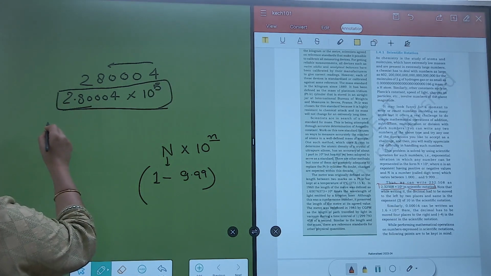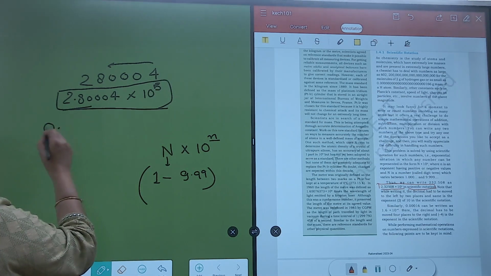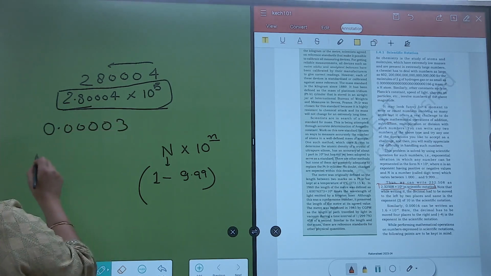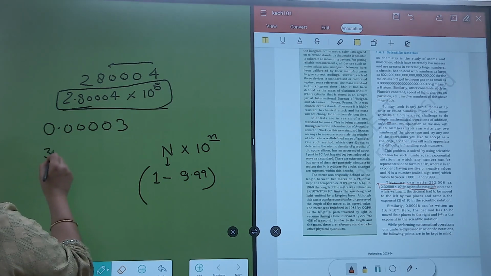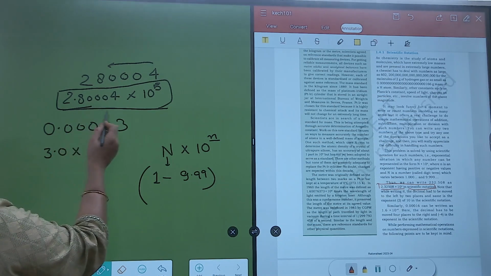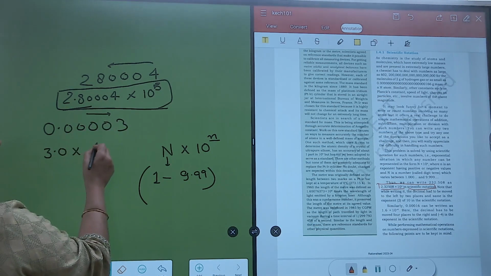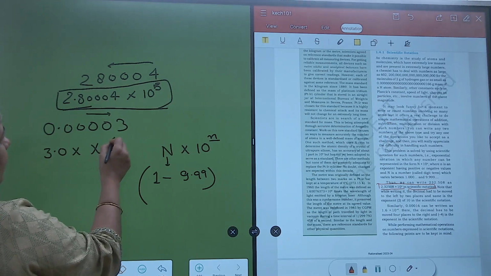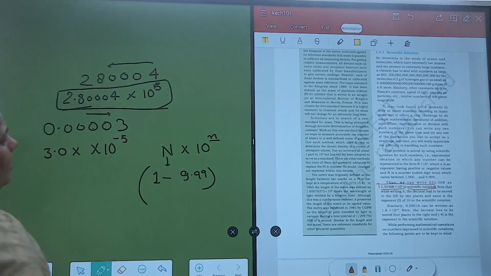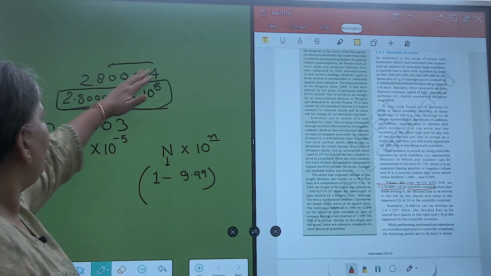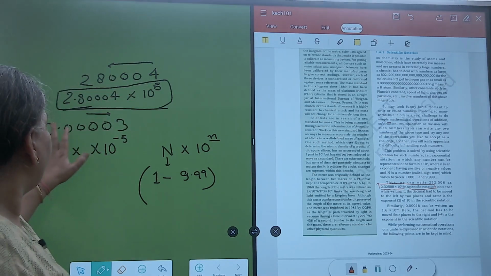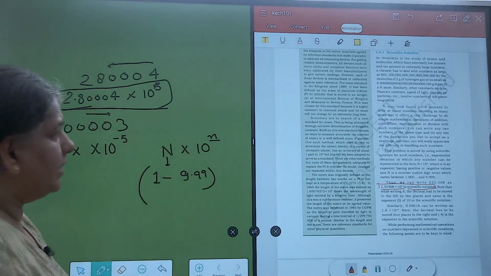Similarly, if we have a smaller number, for example 0.00003, we will write 3.0 into, now we are shifting the decimal to the right. If we shift to the right 1 2 3 4 5 places, it is 10 raised to the power minus 5. So when you move towards the left, you increase the power, and when you move towards the right, you decrease the power.